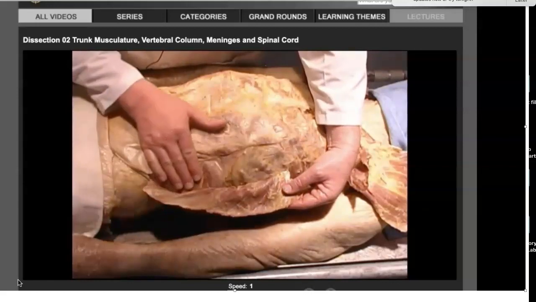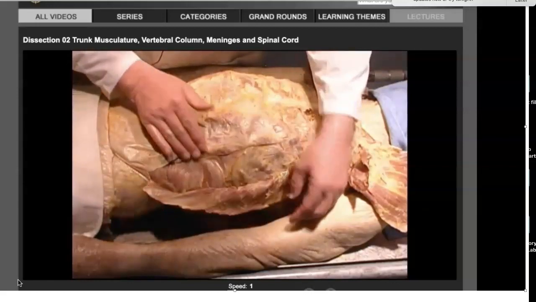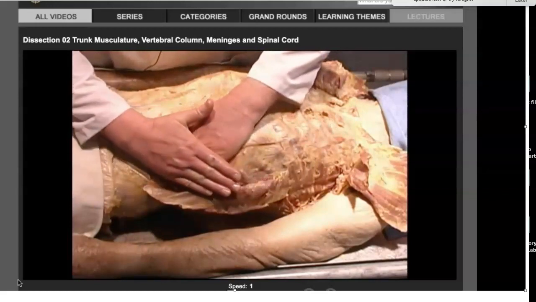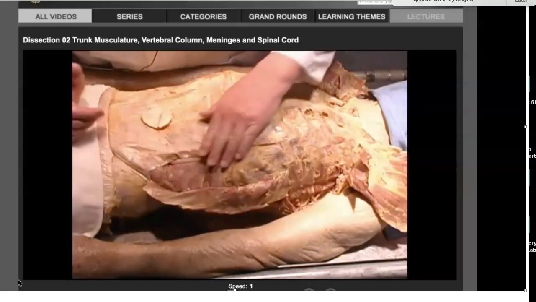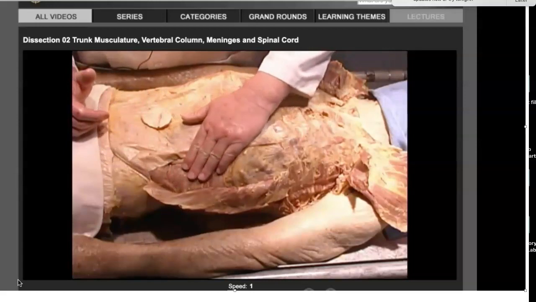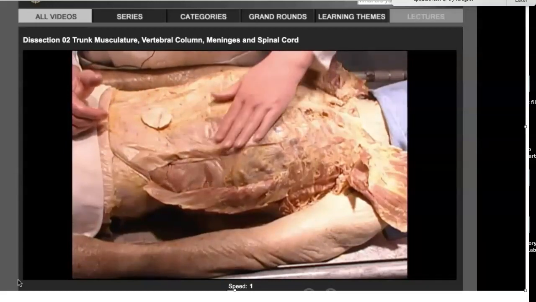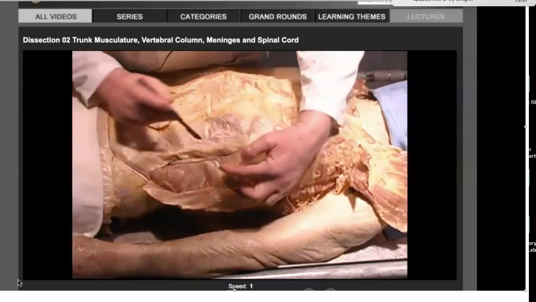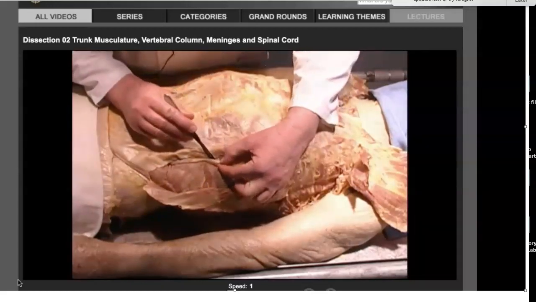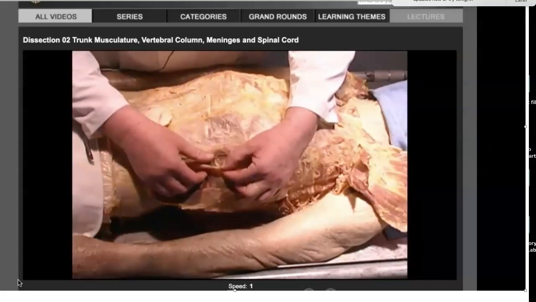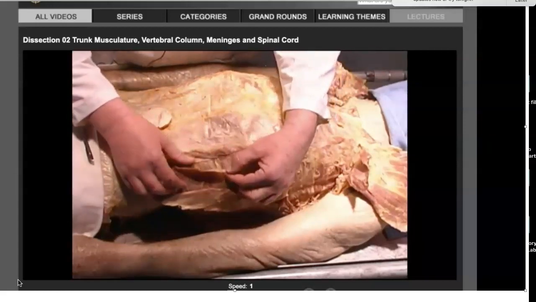Furthermore, I have identified the internal oblique by the direction of its fibers. Don't forget that the external oblique fibers came down in this direction. The fibers of the internal oblique are at right angles to that, so that they are coming in this direction. Likewise, I've also cut along this margin of the internal oblique. It's a very thin muscle, so don't cut very deep.